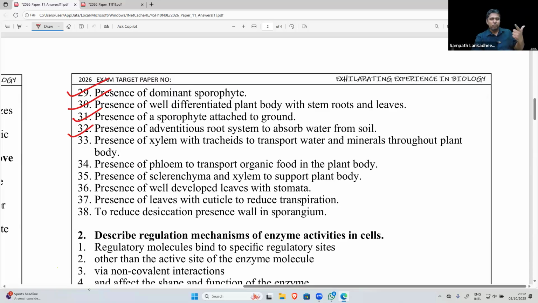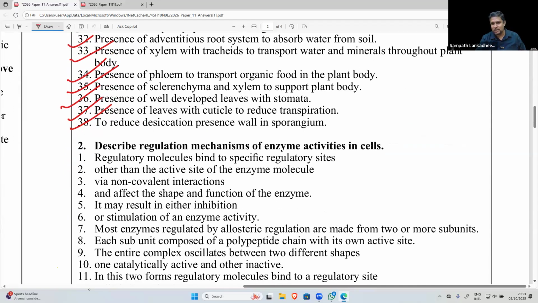It has just a foot. Presence of xylem with tracheids to transport water. Presence of phloem to transport food. Presence of sclerenchyma and xylem to support the plant body. Presence of well-developed leaves and stomata. Presence of leaves with cuticle, reducing desiccation. Right? Those points you can write.